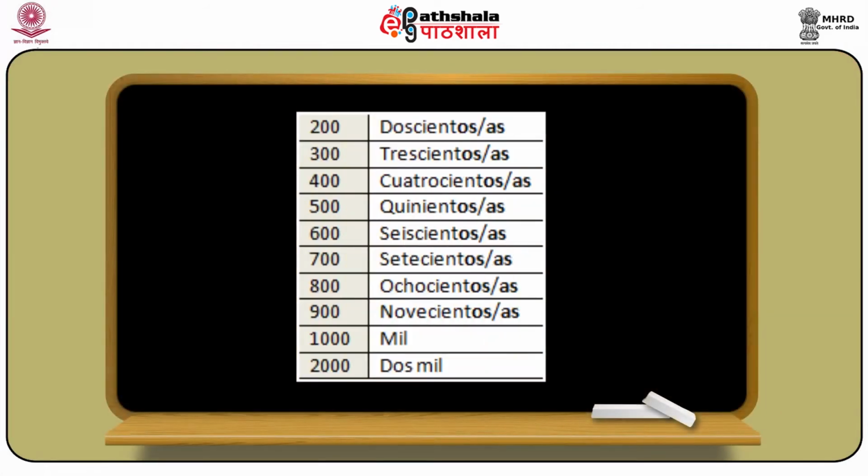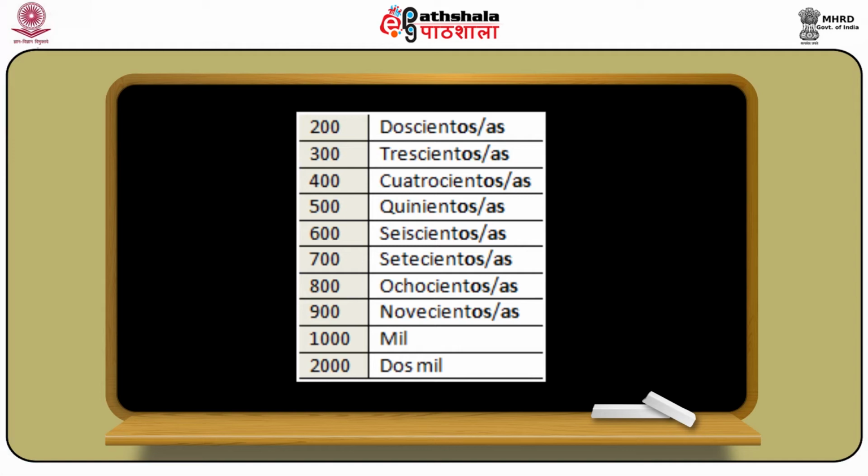So after cien, after 100, you have learned how to say 101, 102, that is ciento uno, ciento dos, likewise, till you reach 199. So after 199, the number is 200. So how do we say 200 in Spanish? It is doscientos or doscientas, so 200 is doscientos. 300 in Spanish will be trescientos.